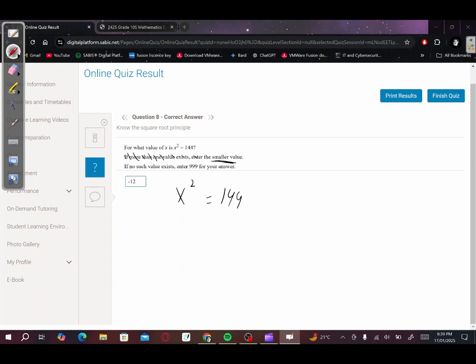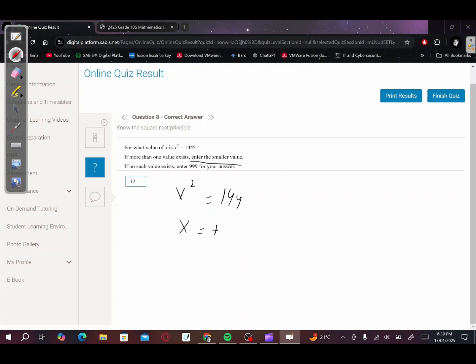Even in the exam, I know people don't read, which fair enough, they don't have that much time. But they tell you a lot of crucial givens sometimes in math, in the questions. So they tell you here, enter the smaller value, right? So this is going to be x squared equals 144. I already wrote that down. So x is equal to positive or negative 12. We're going to take the smaller value, negative 12. Negative 12 is obviously smaller than positive 12. So negative 12 is our answer.